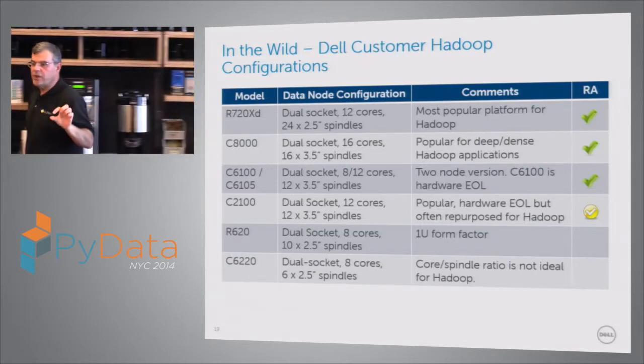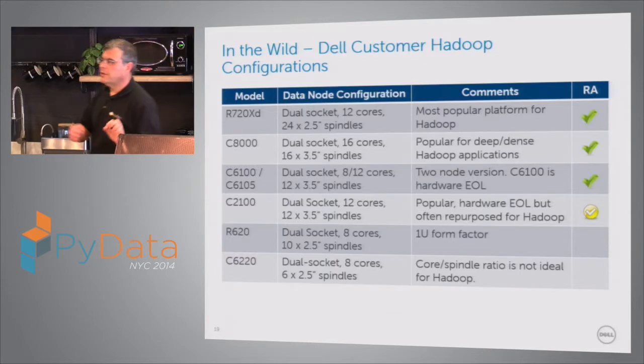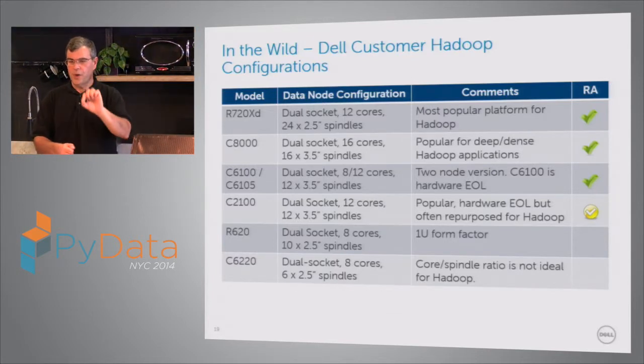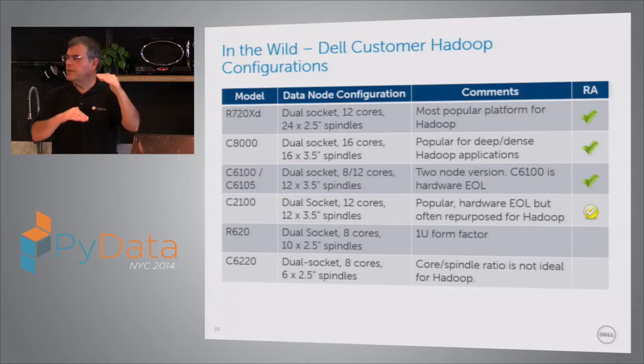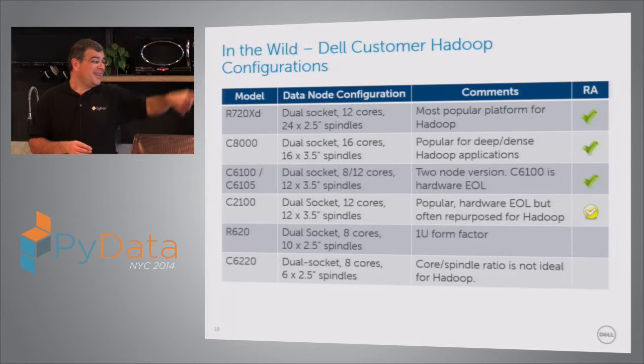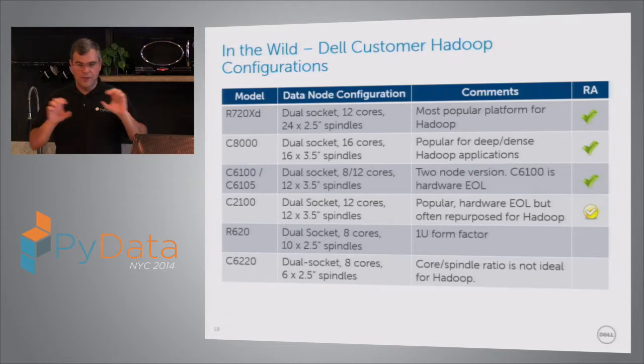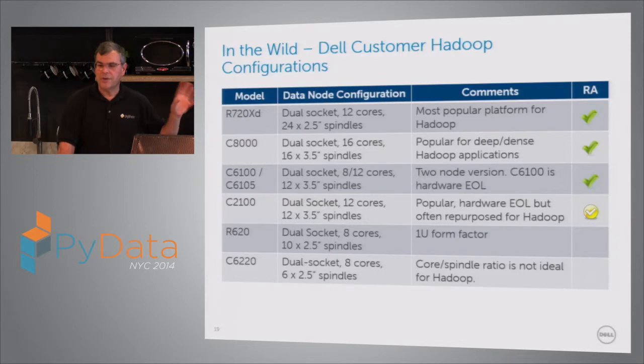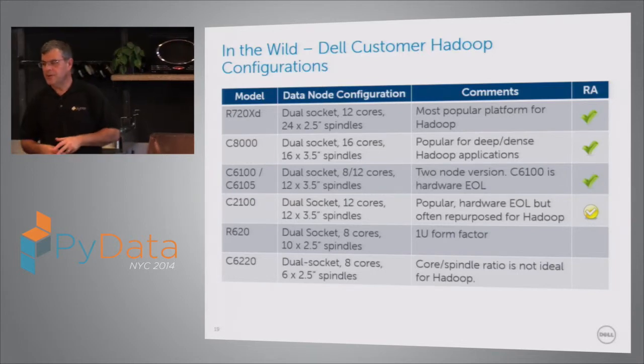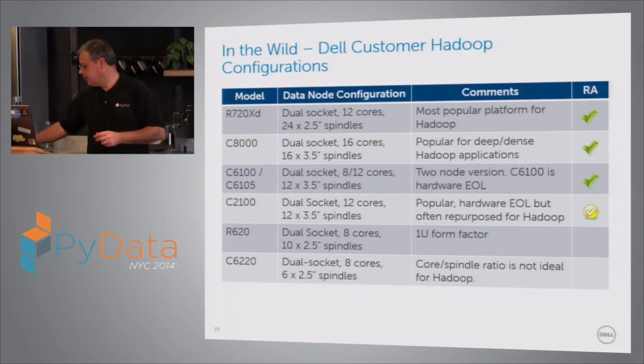R620s are popular in 1U. There is a religious war in the Hadoop world over whether you should use 1U versus 2U servers for Hadoop. A lot of people are going in the trend of a smaller server and more servers. In terms of pricing, the 1U servers, when you put enough storage in them, start working out to be more expensive than the 2U servers that can have a lot of disk space in that single node. So people are using 1U, but I wouldn't say it dominates the market.